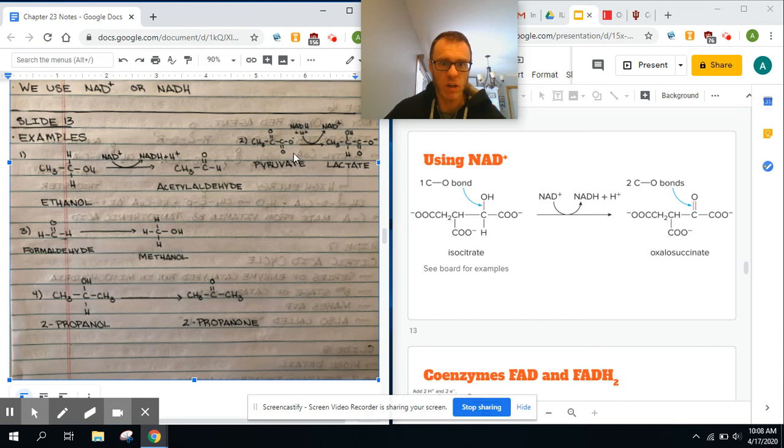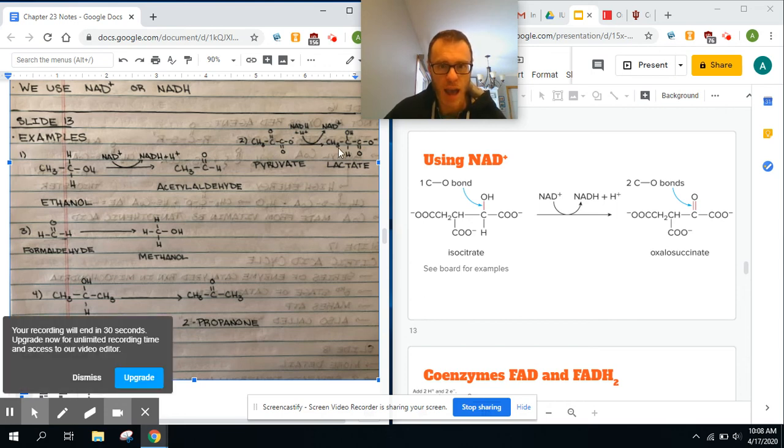Here we got another one. I know I didn't draw it great, but we have pyruvate. This is a reducing agent, all right? Or it's going to add hydrogen. See, we have this carbon-oxygen double bond. When you add those H's, you get H and H here.